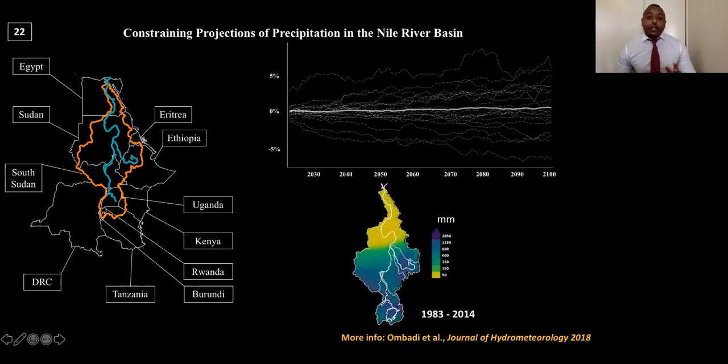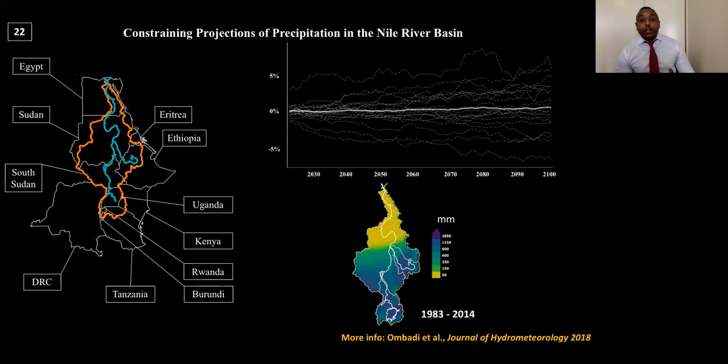On the other hand, here is how the past looks like. So in this figure, I'm showing the mean annual precipitation for the period 1983 to 2014 obtained from PERSIANN-CDR. And as I highlighted earlier, this is a data set that is available at a very high spatial resolution of approximately 25 kilometer by 25 kilometer.